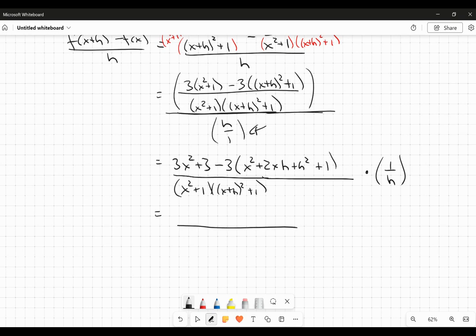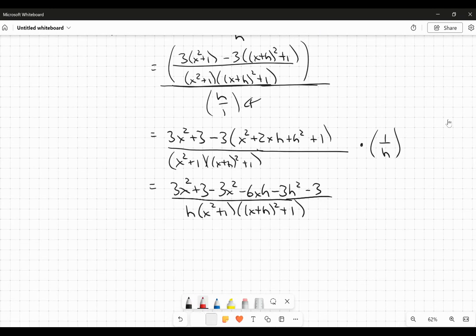So now my denominator is going to look like this. It's going to have an h in it. It's going to be x squared plus 1. It's going to be x plus h squared plus 1. And then up in my numerator, now I'm going to distribute this all out. I'm going to get 3x squared plus 3 minus 3x squared minus 6xh minus 3h squared minus 3. Ugh, okay. But we've made some good headway here because now watch what happens. 3x squared, negative 3x squared becomes 0. Positive 3, negative 3 becomes 0.